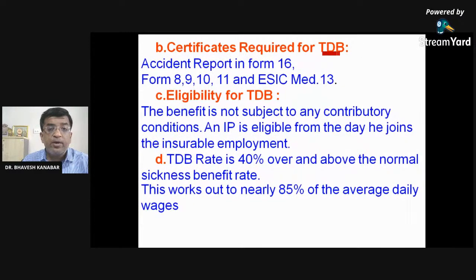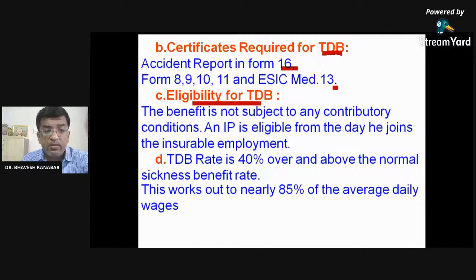Certificate required for temporary disability benefit: accident report in Form 16. So these are the numbers which are given to different forms, right? Form 8, 10, 9, 10, 11, right? And ESIC medical Form 13. So these are the numbers, right? So no need to remember the numbers. Different certificates are required, right?